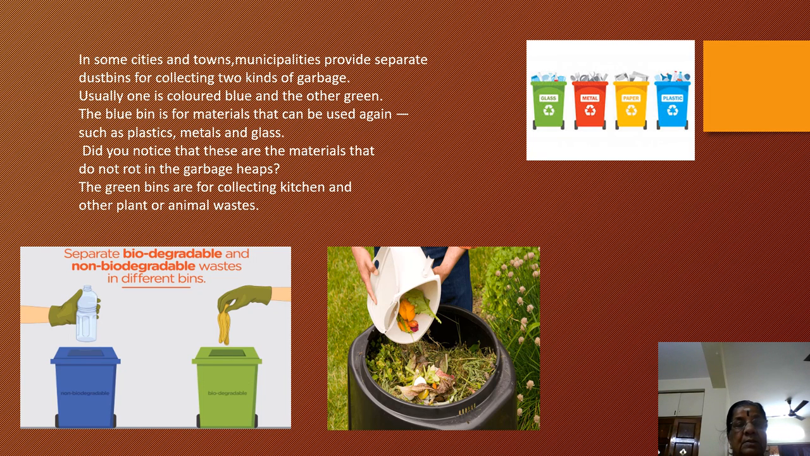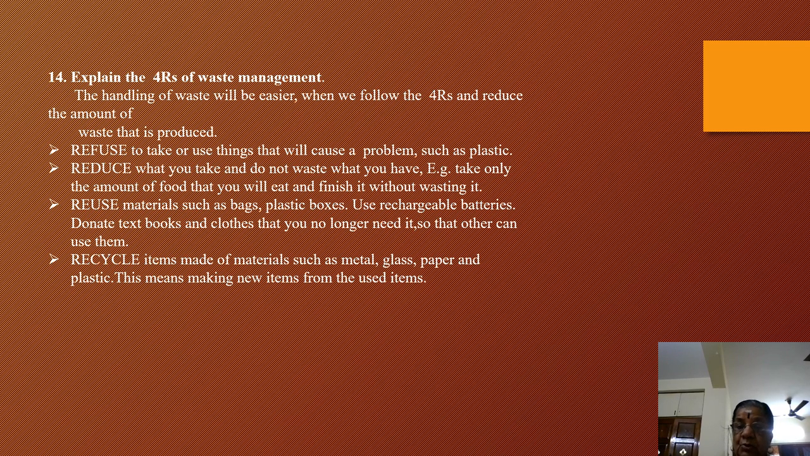So this is the green bin. Normally at home in our area, they keep a green bin and a blue bin. Green for domestic waste, biodegradable, and blue for non-biodegradable. But in big places like malls or a public place, these four colored dustbins will be kept. Right? So accordingly you have to throw the waste in the dustbin. The next one, this slide has come last, but understand it anyway.